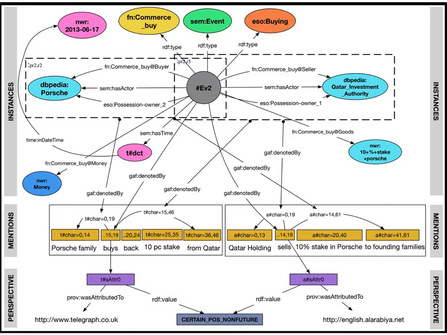Through the mentions to which this instance is linked, we can find the labels for the event. We also model the meaning of the event through other ontologies, such as FrameNet, Commerce Buy, and the Event and Situation Ontology, or ESO, buying. Knowing that the event is an instance of this type, we can interpret the roles of the entities in the event, which are represented by the links between them. From this we can derive who is the buyer, who is the seller, and who owns what when.